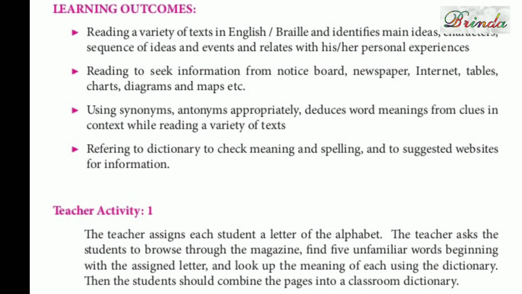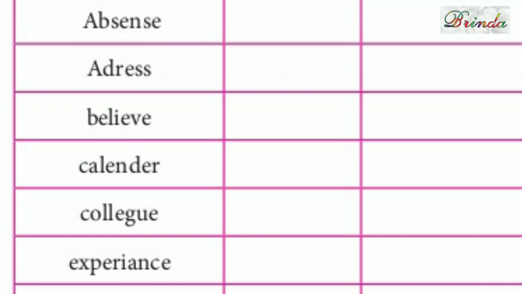First of all, when we read, we get a lot of ideas and we have to relate them with our personal experiences. We can seek information from the notice board, newspaper, internet, tables, charts, diagrams and maps. We should use synonyms and antonyms appropriately and deduce the word meanings from clues in the context while reading a variety of texts. So, reading is very, very important. Fine, children? So, children, here there is a table.